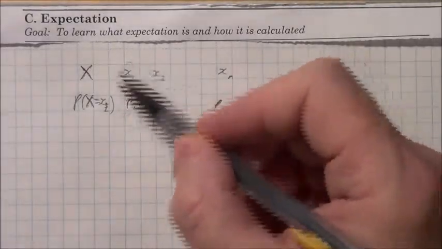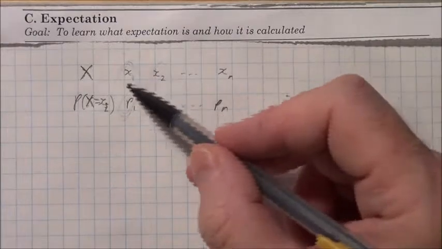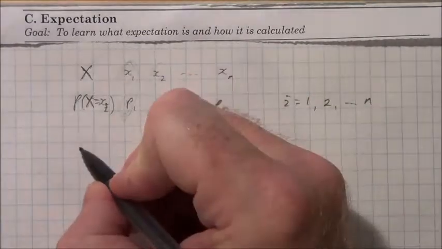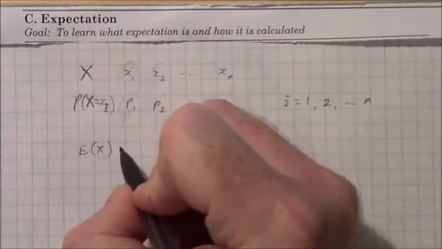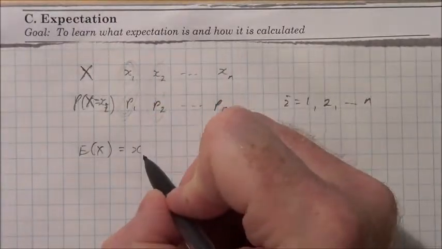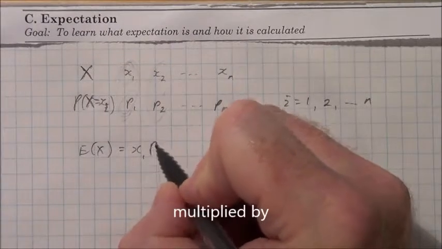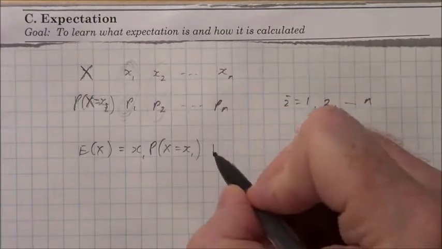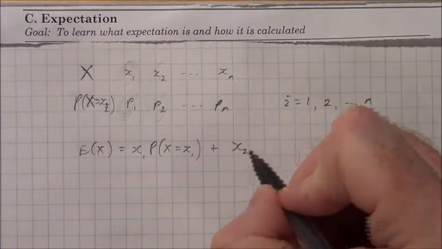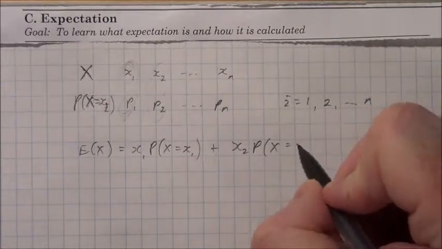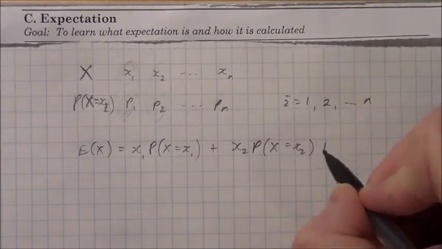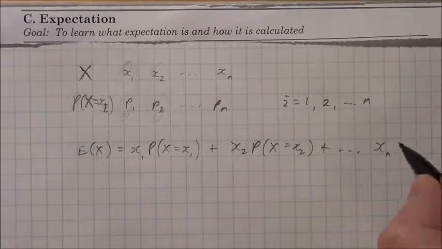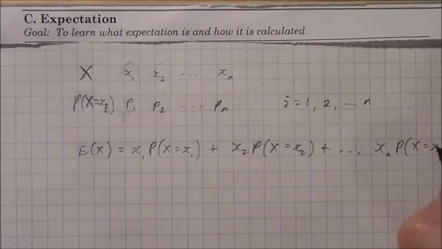So then the expected value is basically when we multiply each of these outcomes with their probabilities and then add them all together. So the expected value of such a thing would be x sub 1 times the probability of X being equal to x1, plus x2 multiplied by the probability of X equals x sub 2, etc., all the way up to x sub n multiplied by the probability of X equals x sub n.